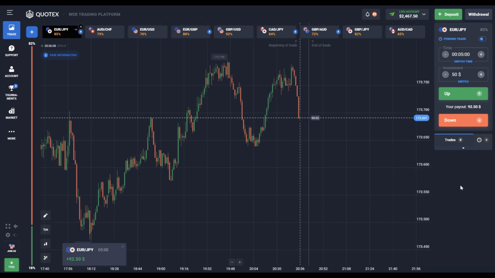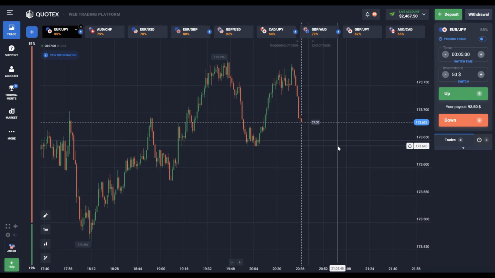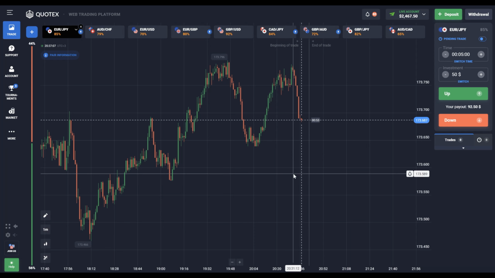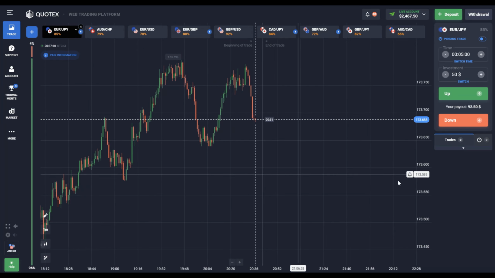So our last trade has closed and the balance is already close to $2,500. Just a couple of trading sessions ago, it was $200 less, but now we're in profit.